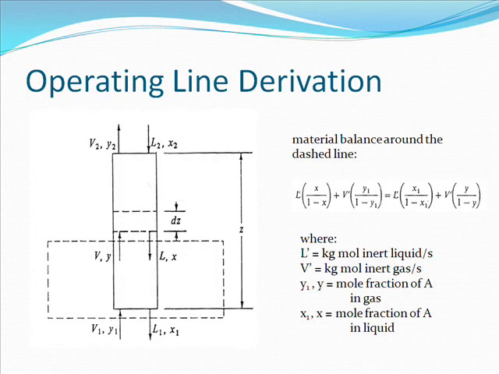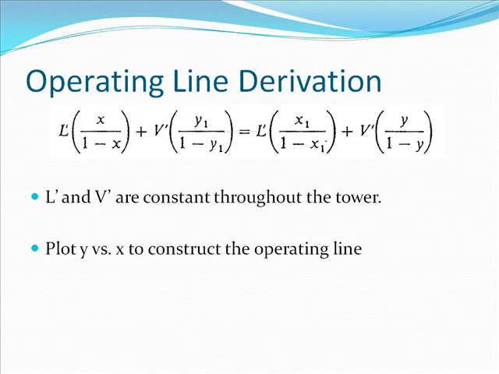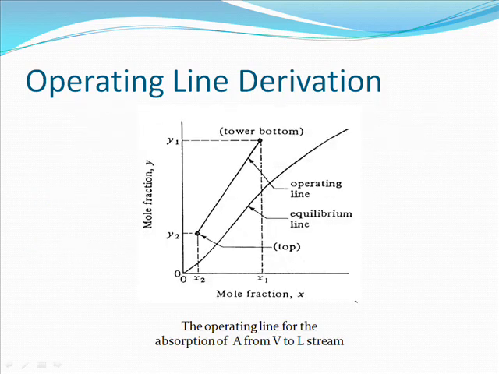So getting the material balance around the dashed line will give us the equation of the operating line. X sub 2 and Y sub 2 are replaced with X and Y respectively. X and Y represent the mole fraction of A at any point in the tower. From this equation, we can now construct the operating line. Since L prime and V prime are constants, when pairs of X and Y are plotted in the XY plane, the operating line will be constructed.